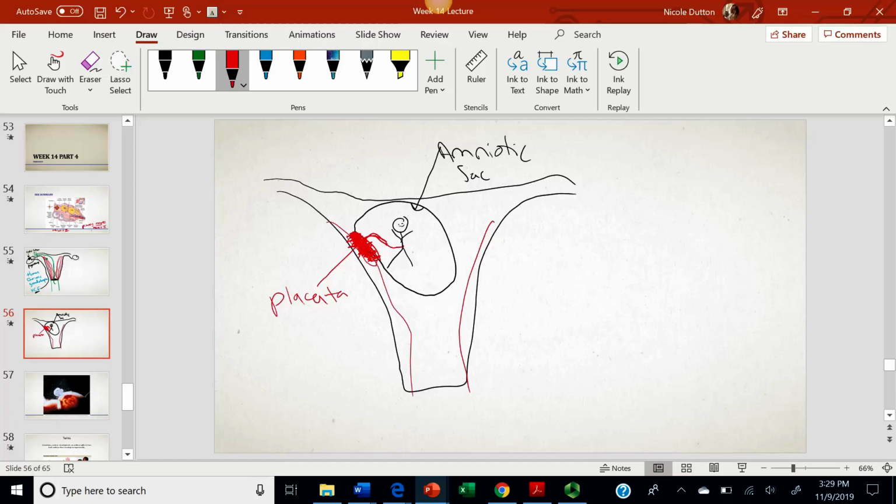vagina. And then following the delivery of the baby, you'll have the delivery of the placenta. So the placenta, this tissue, will detach and eventually get delivered as well.